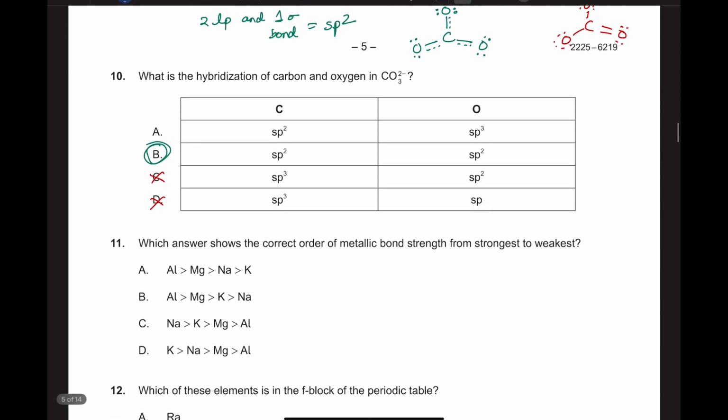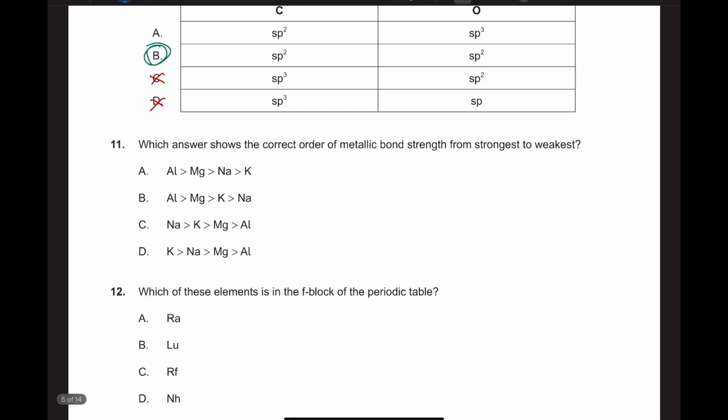Right. Let's move on to the next one. Which answer shows the correct order of metallic bond strength from strongest to weakest? For metallic bond strength, you need two things. First, you need the charge. The greater cationic charge means stronger metallic bond. This should be your first criteria, right?